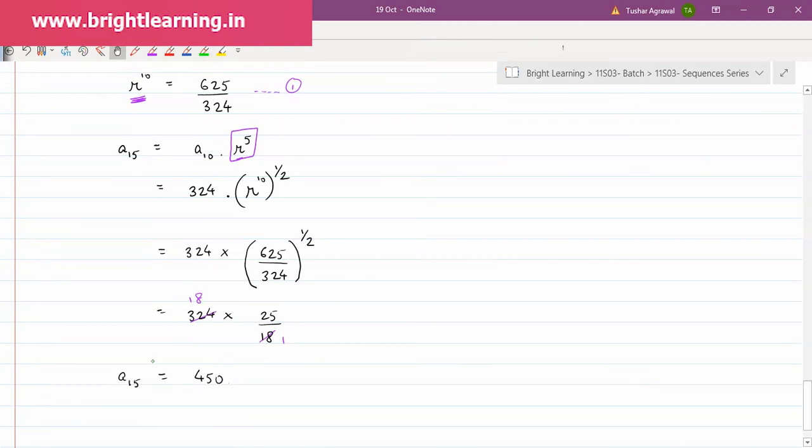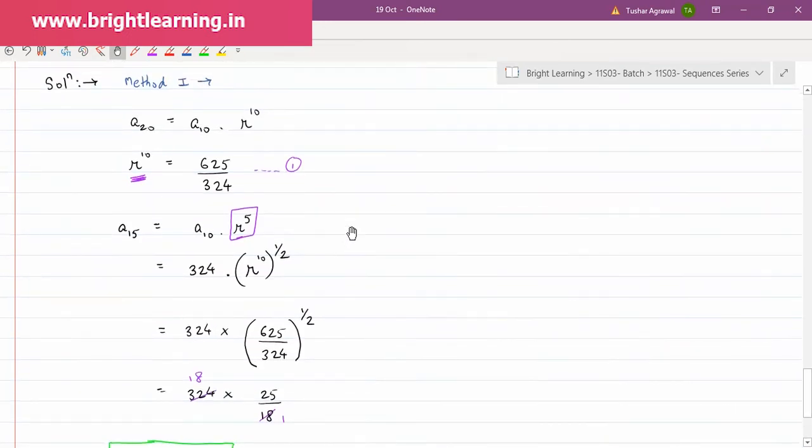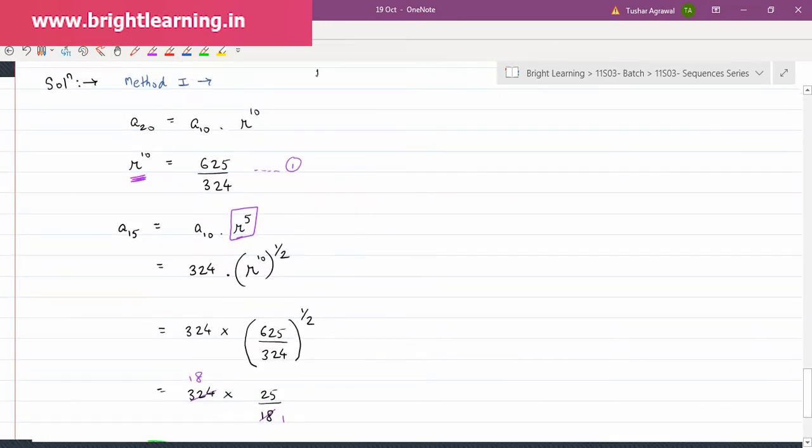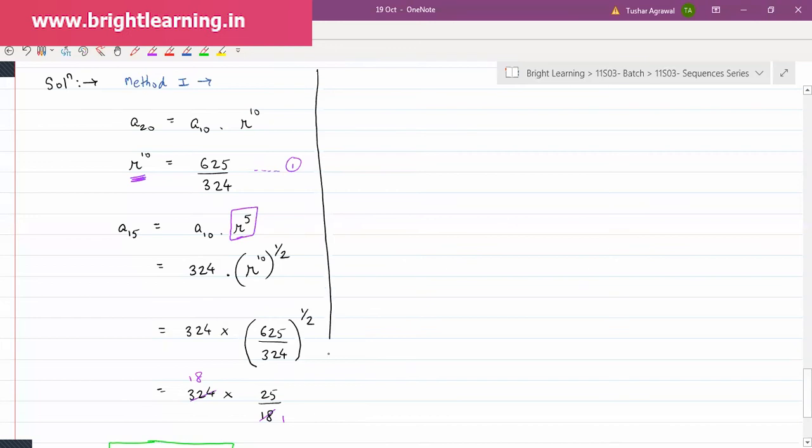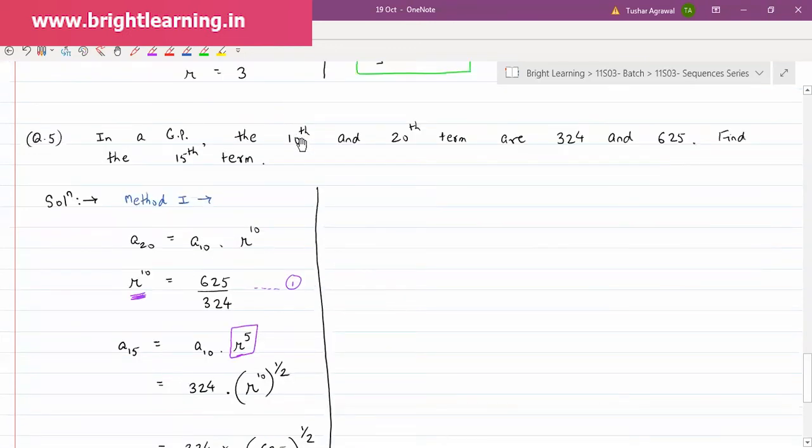Got it, Pujita? Yes, sir. There is a better approach. In fact, there is a property for this question. Derive a result from this question. What result can you derive? My claim is that the 10th term, the 15th term, and the 20th term themselves form a different geometric progression.